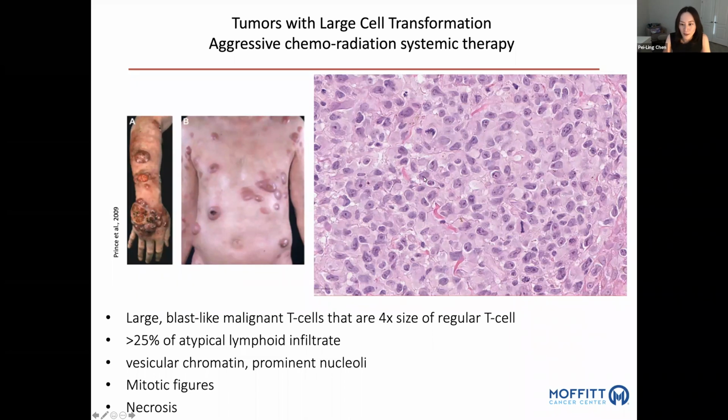nucleus with prominent nucleoli. At this more aggressive stage, we can often see mitotic figures. These are the mitotic, suggesting this tumor is very highly proliferative, is actively proliferating. And sometimes we can even see necrosis, meaning tissue death, in very aggressive large cell transformed tumors.